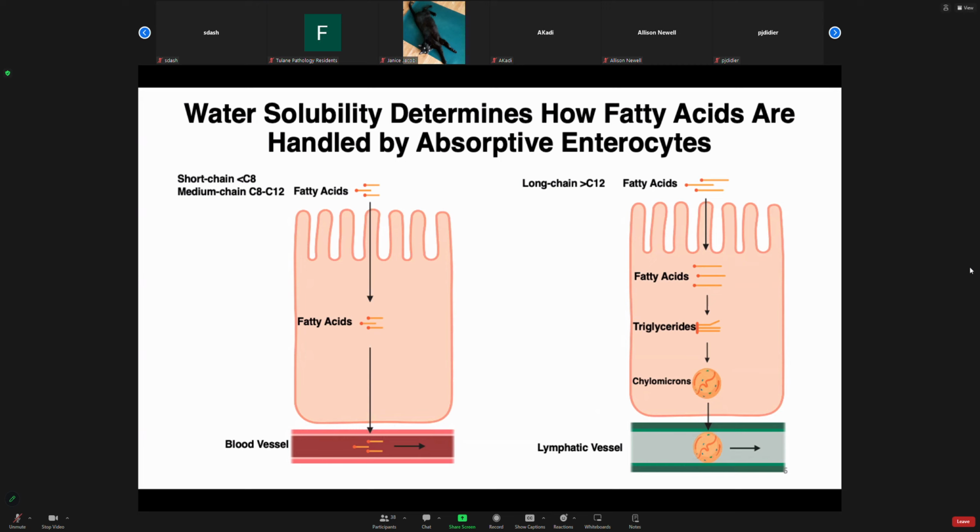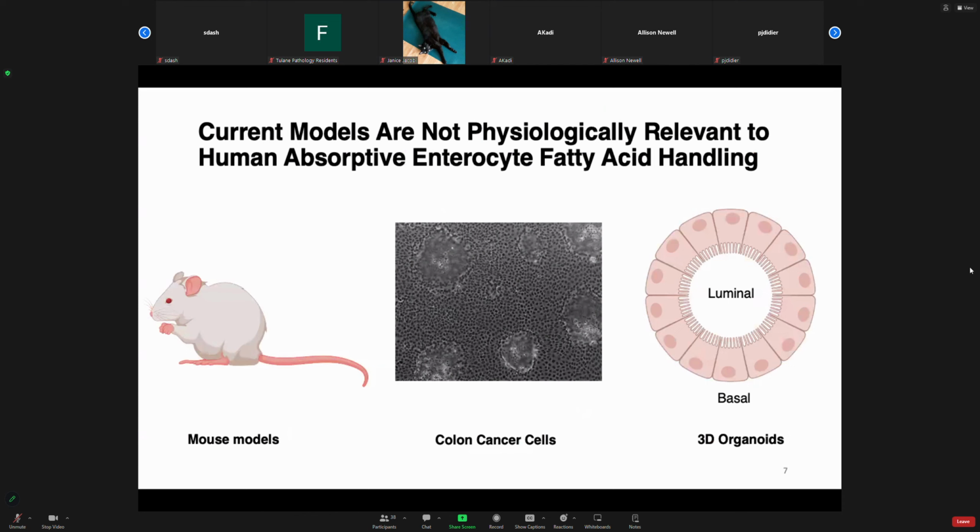The predominant sort of fatty acid handling that's been appreciated forever is this one on the right-hand side here, where the chylomicrons go into lymphatic vessels. There's much less known about how short-chain fatty acids go to the bloodstream. In fact, very, very little research has been done on how this actually operates and how important it is. So back to the models. How do we model this in a very physiologically accurate way?